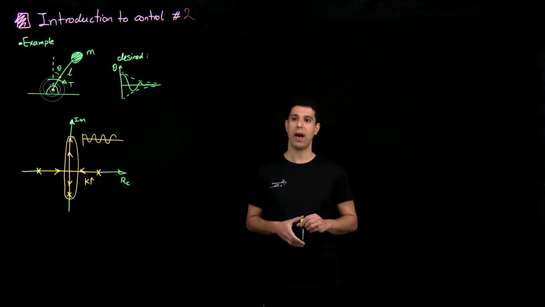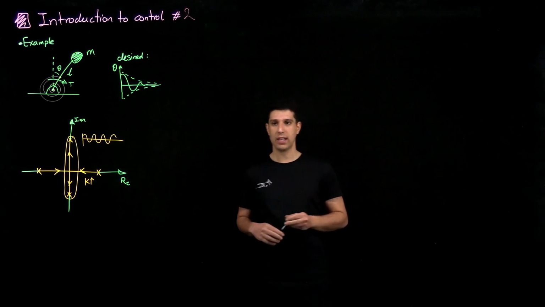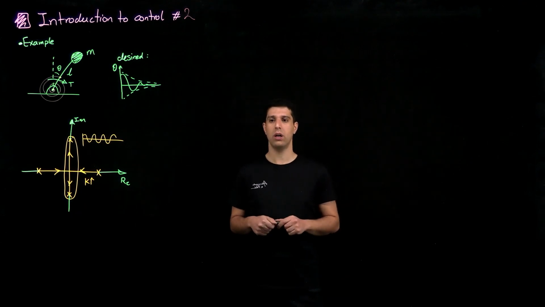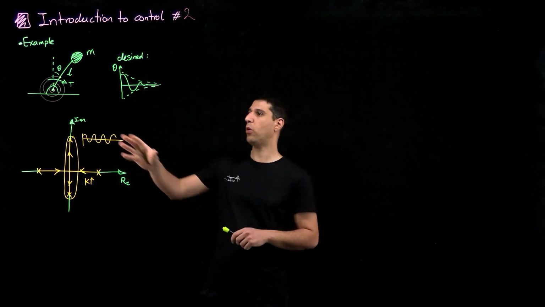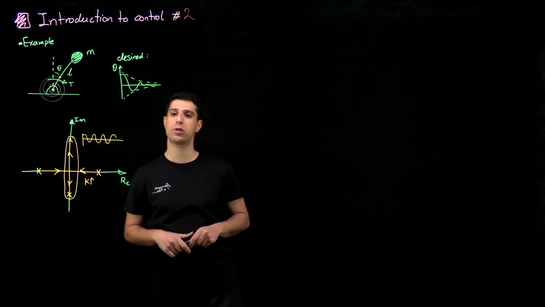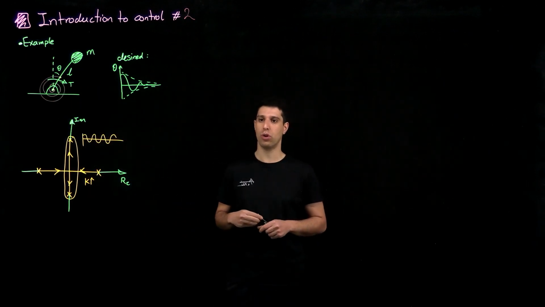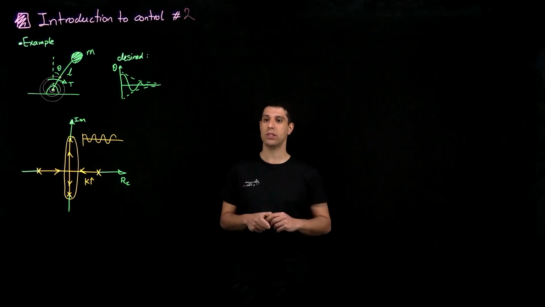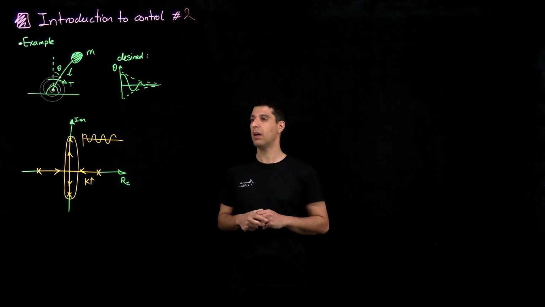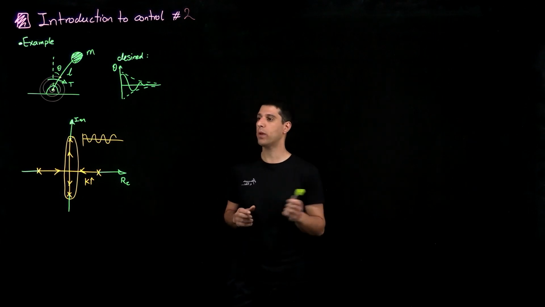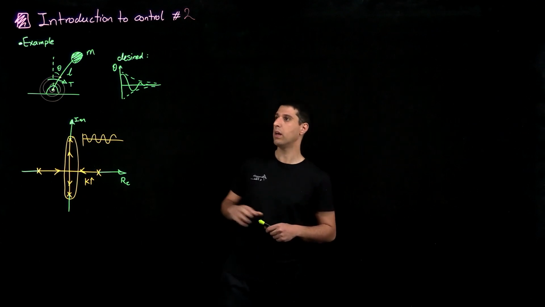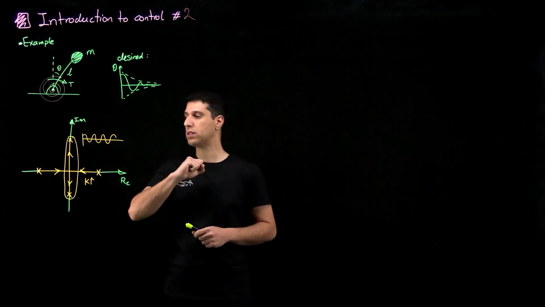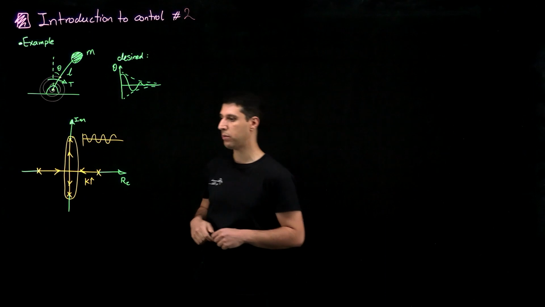Hello, welcome back. So in the last video, we saw how we can impose a virtual spring through control. So having a controller that makes our system behave like a mass spring system. And with that, we could transform this unstable system to a stable one.